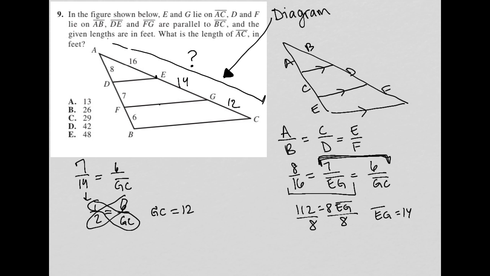So now, in order to figure out the entire length of AC, I'm just adding up all the numbers. So 16 plus 14 equals 30, plus 12 equals 42, and therefore the answer is choice D.